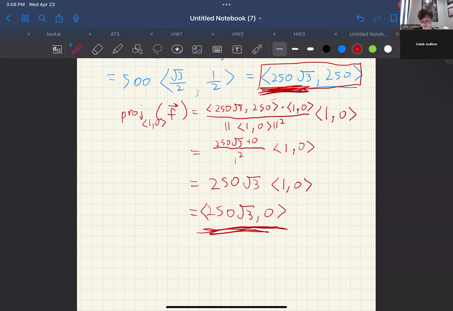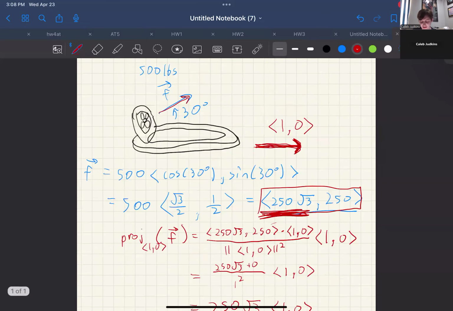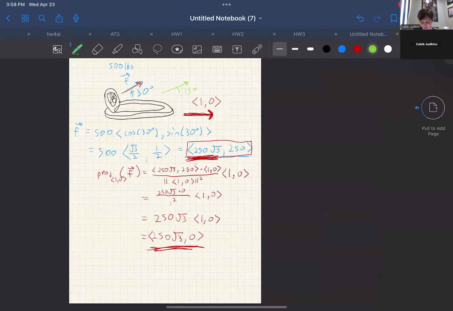Okay, so let's say instead of wanting to know the force applied purely horizontally, what if I wanted to know how much of this force is applied to a vector that's going kind of that direction, but not totally. So what if the incline was just 15 degrees? So let's write this problem out.